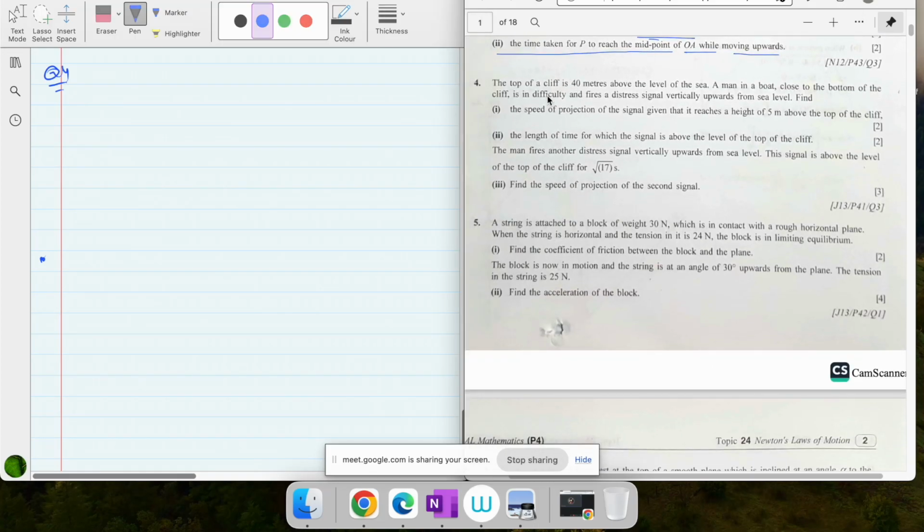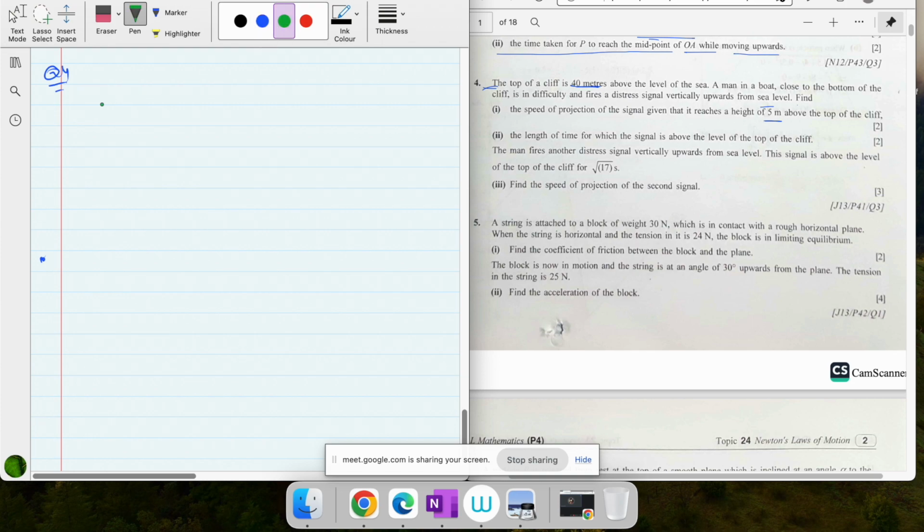Question number 4 says the top of a cliff is 40 meters above the level of the sea. A man in a boat close to the bottom of the cliff is in difficulty and fires a distress signal vertically upwards from sea level. Find the speed of the projection of the signal given that it reaches a height of 5 meters above the top of the cliff. So this is the data.